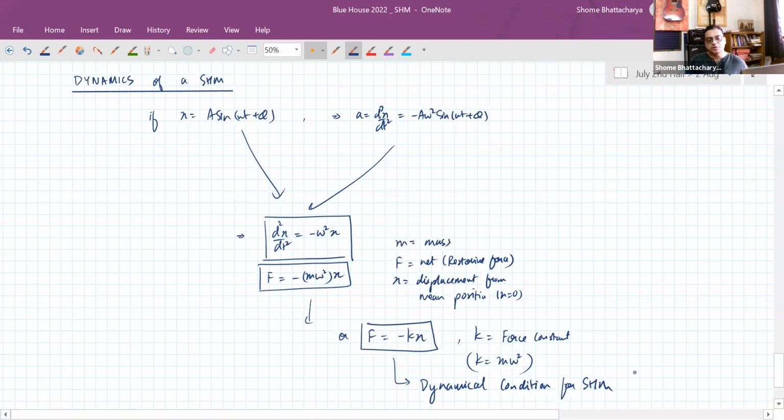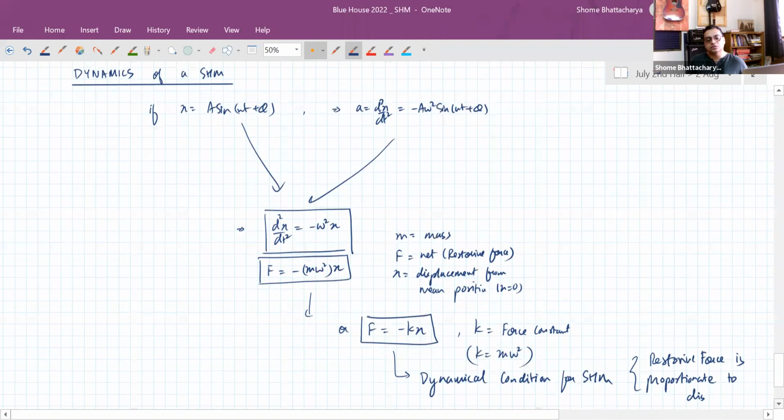So the dynamical condition is basically that the restorative force is proportional to displacement. Restorative means that the sign is negative, and proportional to displacement means that its magnitude is proportional to the magnitude of displacement.